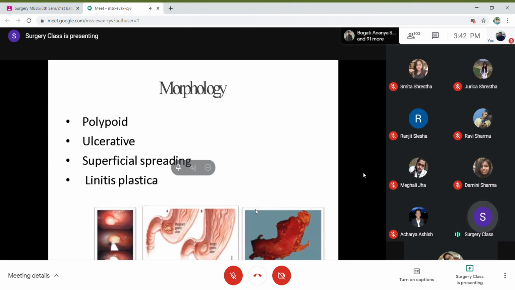If you see this, linitis plastica is something like this, where there is a diffuse infiltration of the stomach, and it has a very poor prognosis, and the stomach looks like this.